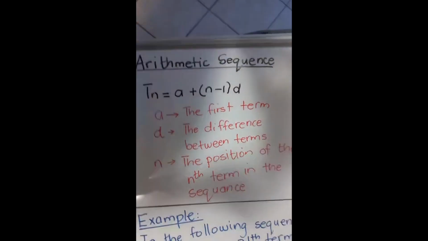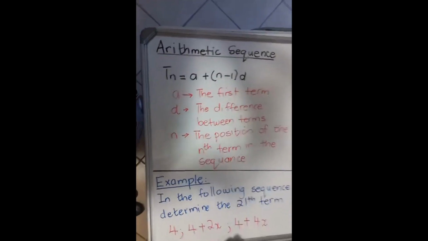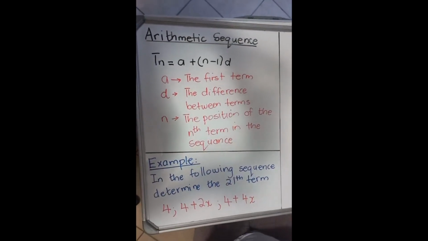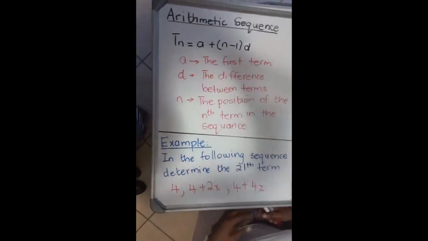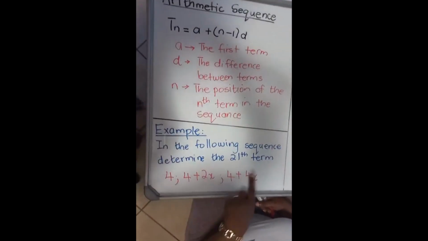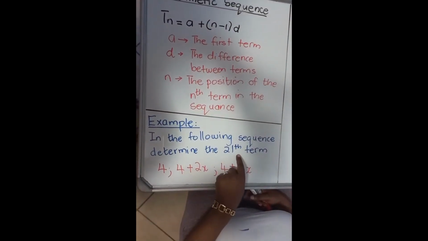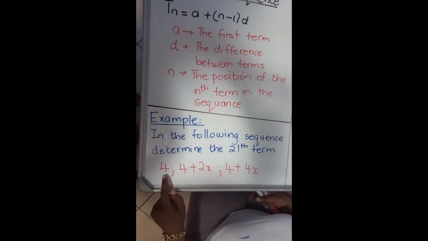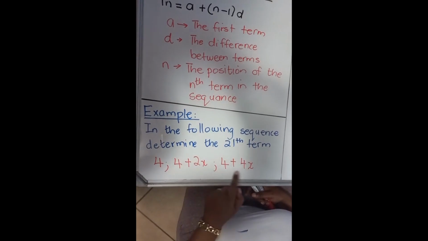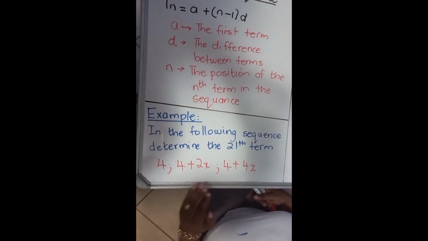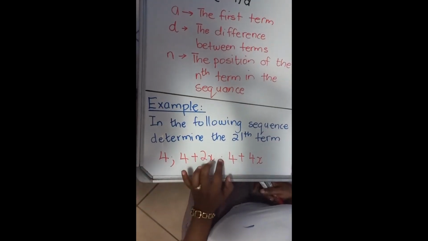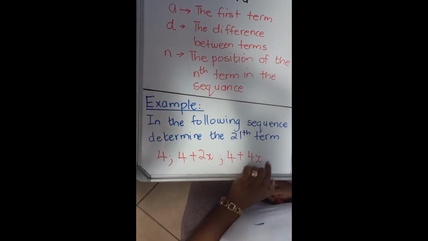Are we fine? Okay. What I've done for you here is an example. Quite a simple example. One example, nothing fancy for our first live. It says, in the following sequence, determine the 21st term. Now, what is my sequence? This is very important. When the sequence is written for you in the question paper or in the textbook, first term, then a semicolon. The next term, then a semicolon. The next term, then a semicolon. The sequence will go like that.